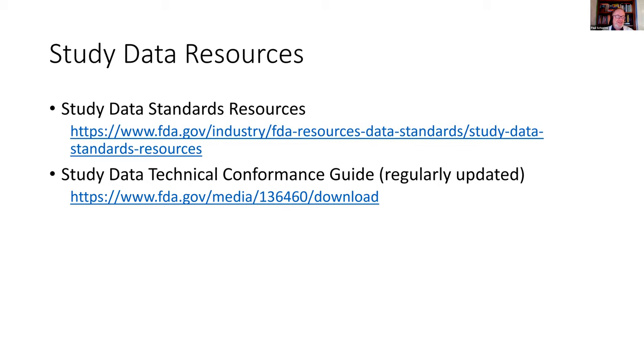And then there are the study data resources. So the eCTD sets out the overall framework, and then the study data sets out how actual clinical trial data and other sorts of studies should be submitted. There is an entire website for study resources. And then we have the Study Data Technical Conformance Guide. This is the part that is worth looking at on a regular basis. It's usually updated twice a year, so their ongoing requirements or changes tend to be reflected in the technical conformance guide.